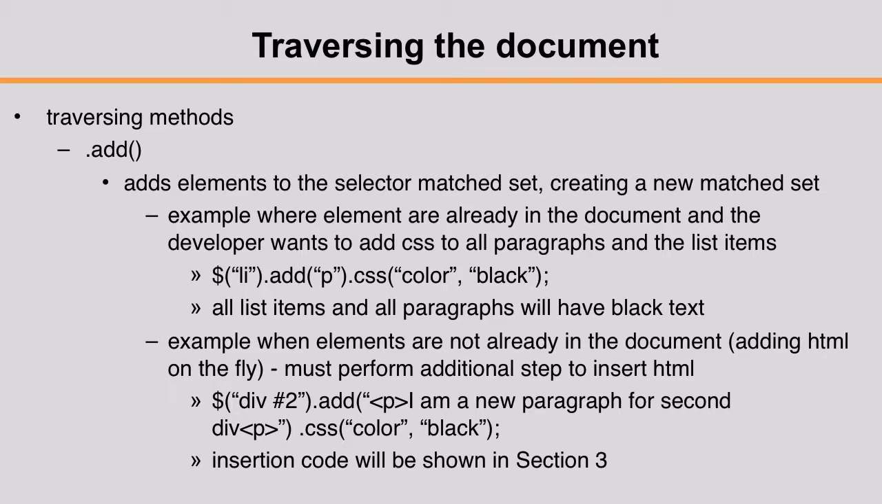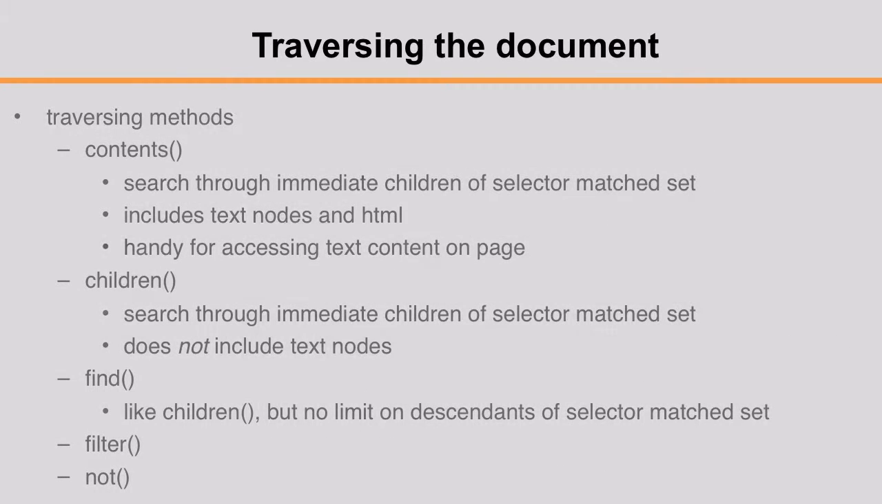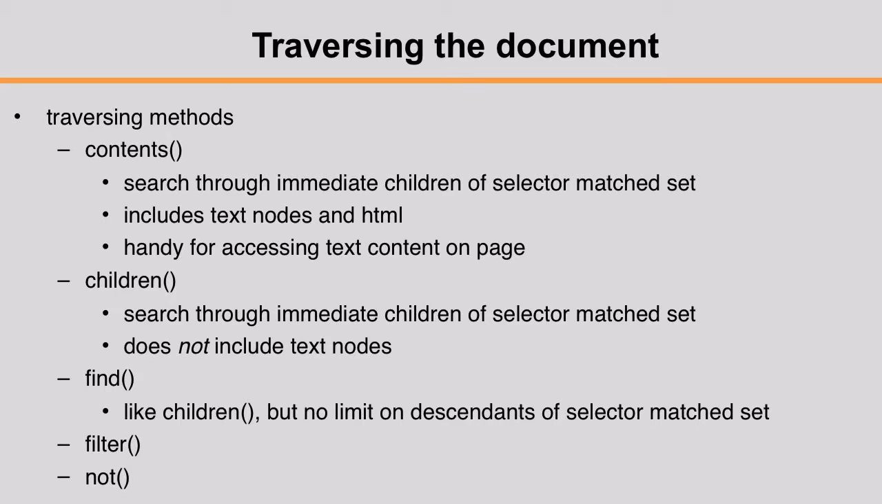jQuery provides almost 30 methods for traversing. Here are a few important methods to get started. Contents will search through immediate children of the match selector set. It includes text nodes. Children will search through immediate children of the match selector set. It does not include text nodes.